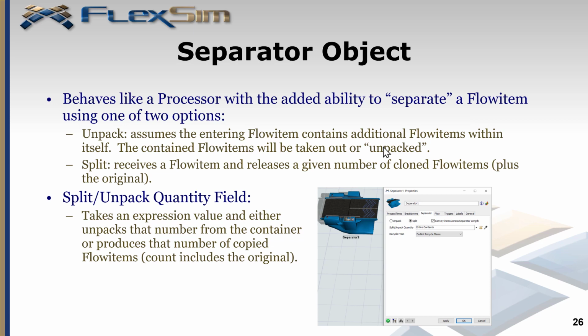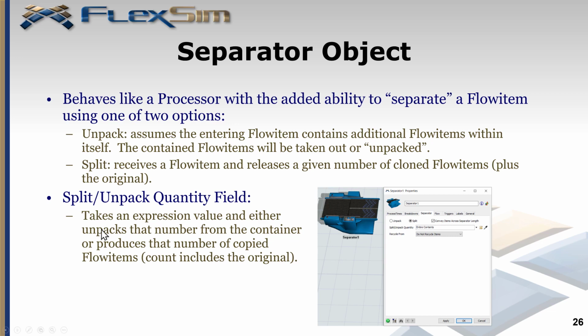Okay, let's talk about the separator object. It behaves like a processor with the added ability to separate a flow item using one of 2 options, unpack or split. Unpack assumes the entering flow item contains additional flow items within itself, and then the contained flow items will be taken out or unpacked. The split option for separating receives a flow item and releases a given number of cloned flow items, and this includes the original. So then you have the split/unpack quantity field.